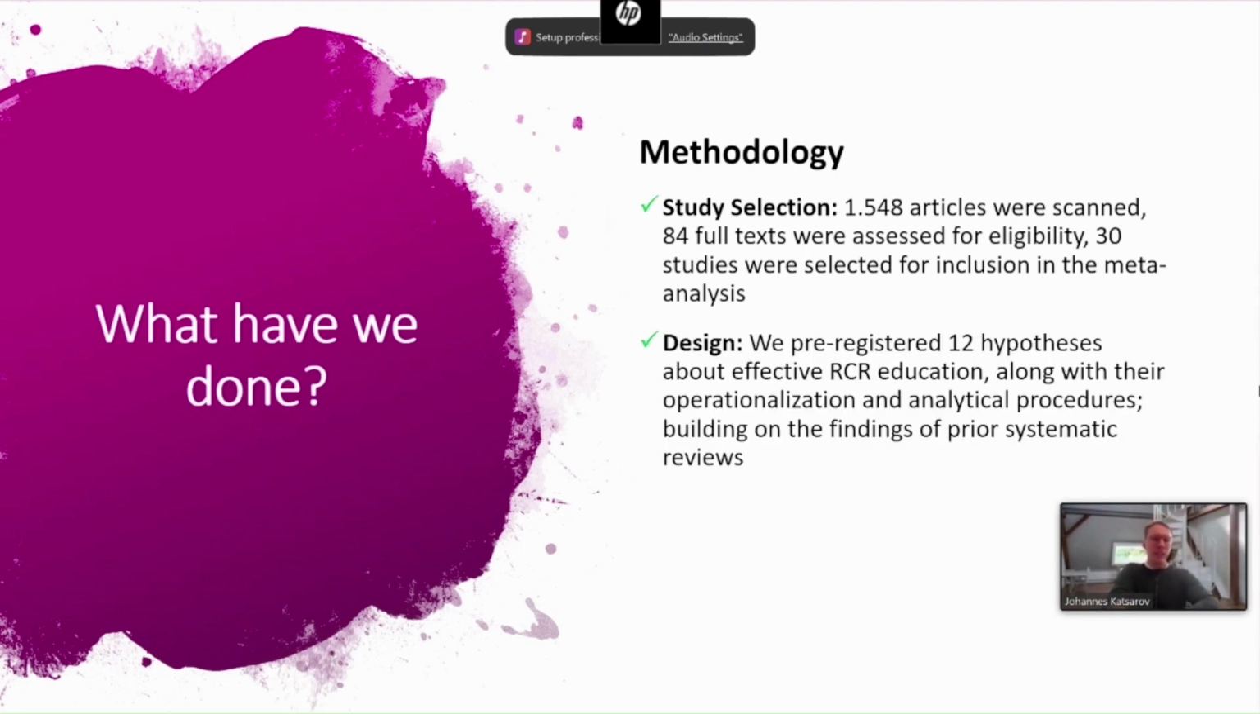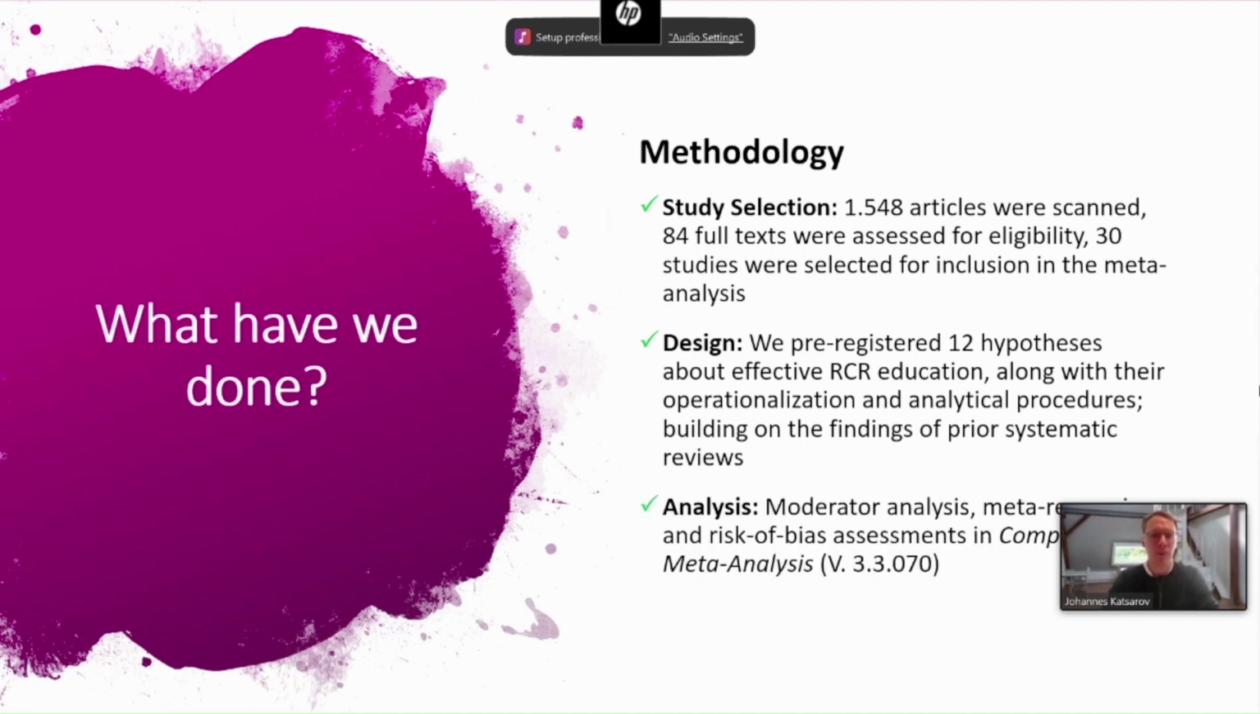We also pre-registered 12 hypotheses that were based on the findings of prior systematic reviews. So instead of just an explorative analysis, we wanted to test very concrete, theoretically based ideas about what could work and should work. And then we didn't only conduct a moderator analysis, which is what I just showed you before, but we also used a meta-regression analysis. And I'll say more about that in a second.